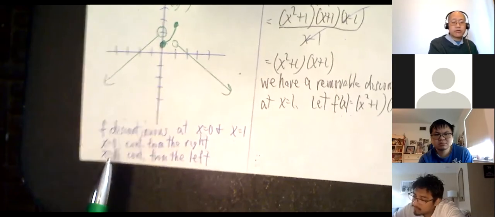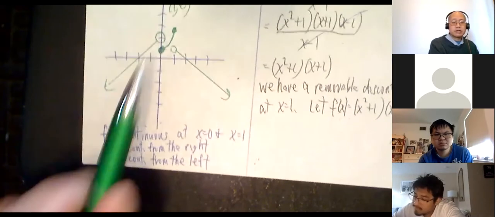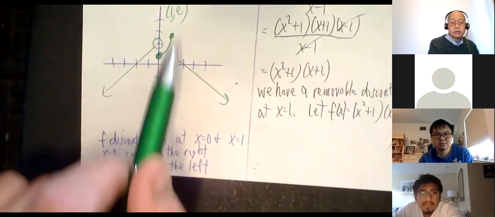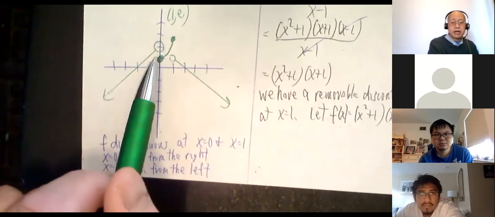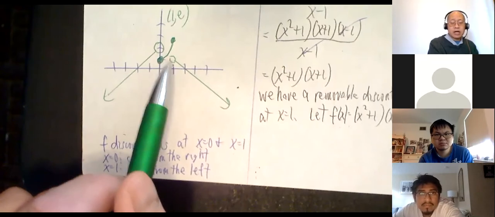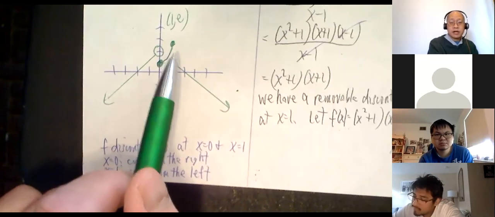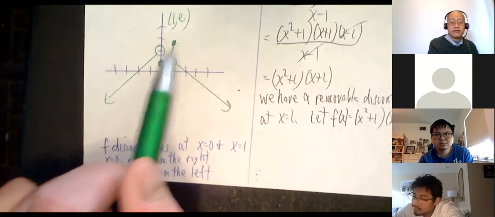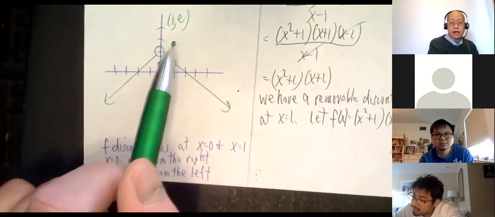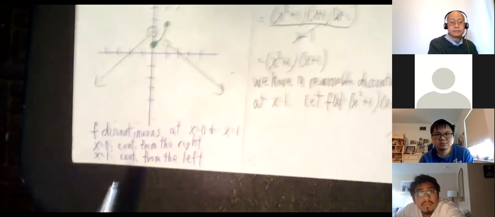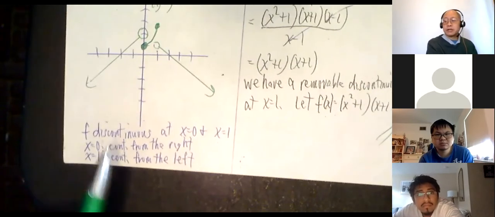And then at x equals 1, continuous from the left. So not continuous at x equals 1, but it is continuous from the left side. If I come from the side that's smaller than 1, 0.9, 0.99, 0.991, I can actually touch f of 1 without lifting up my pencil from the paper. So that's what they want for that particular one.